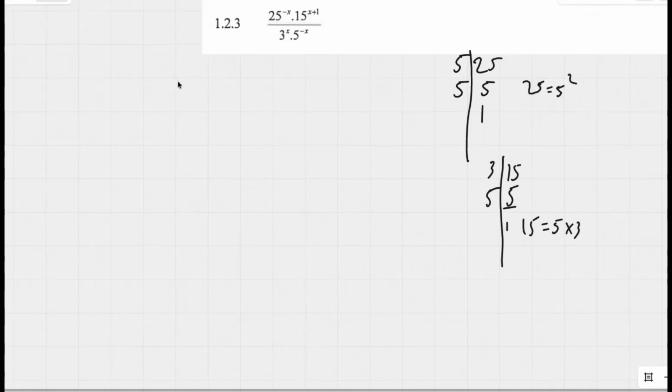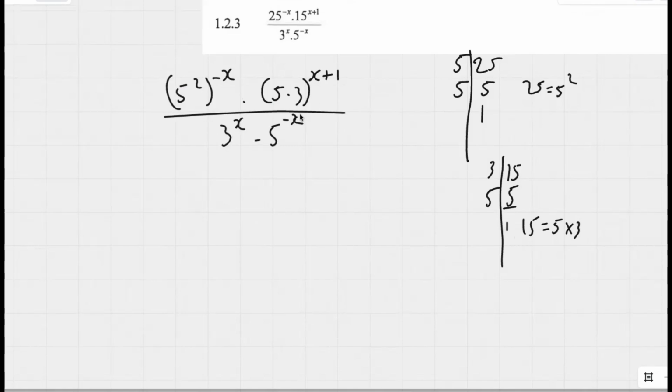Okay, so now we use that in this question, and then we rewrite our 25 as 5 squared to the power negative x times 5 times 3 to the power x plus 1 all over 3 to the power x times 5 to the power negative x. Now, what's important to realize here is that on the top, in the numerator, we're multiplying across this way, and we're dividing through the fraction.